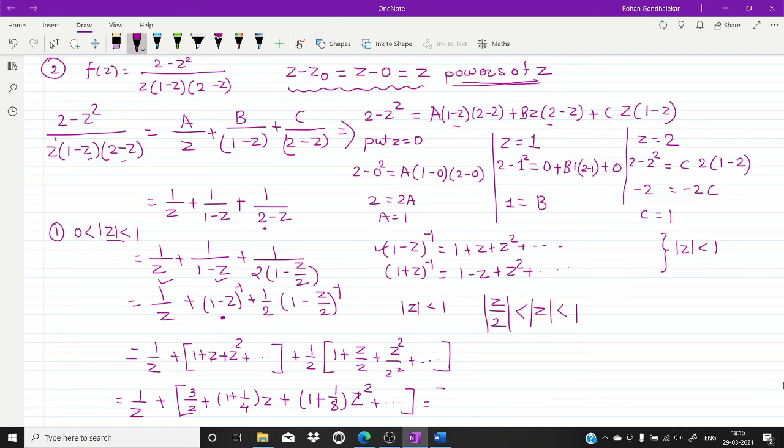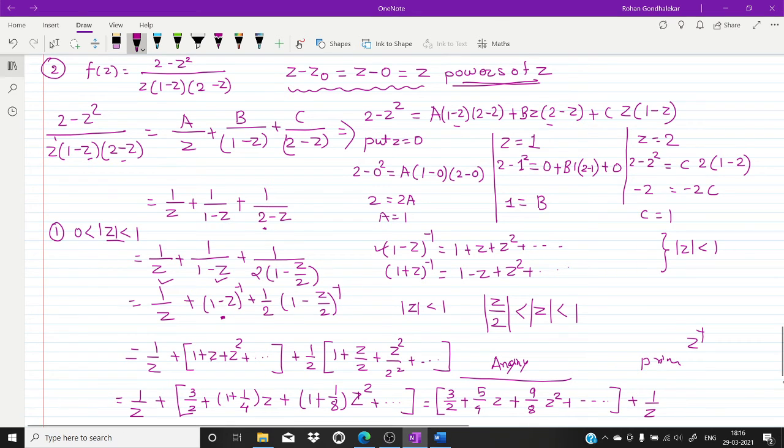So 1 by 4 into 1 by 2, that is 1 by 8 into Z square plus and so on. So further we are getting, I write the positive powers first. So 3 by 2 plus 4 into 1, 4 plus 1, that is 5 by 4 into Z plus 9 by 8 into Z square plus and so on plus 1 upon Z. So you can observe the first term is with a positive power. So this is your analytic part, and there is only one negative power term, 1 upon Z, means Z raised to minus 1. So this is your principal part of the Laurent expansion in the first region.